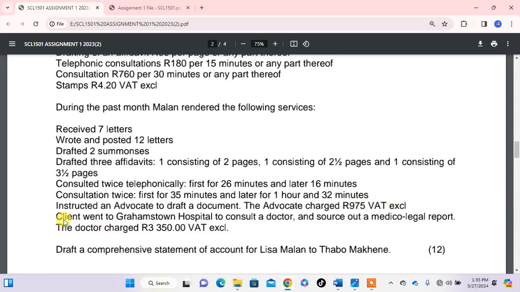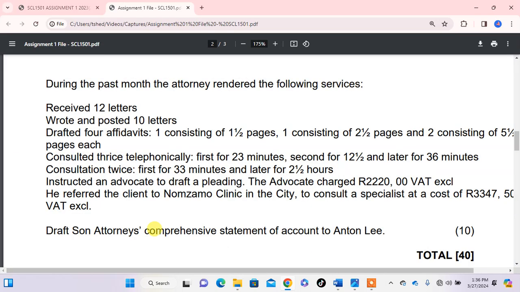Client went to Grahamstown Hospital to consult a doctor and sourced out a medico-legal report. The doctor charged 3,350 VAT exclusive. He drafted a comprehensive statement of account for Lisa Milan to Thabo Makene. So this is the same question, except here you have to draft a comprehensive statement of account for the attorney, but the questions are the same. So see how we answer this example in a simplified way.